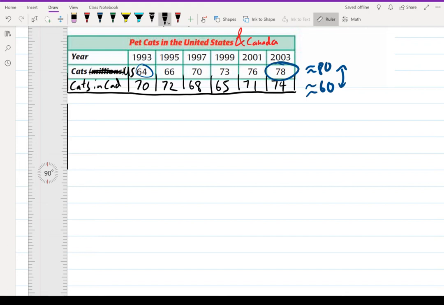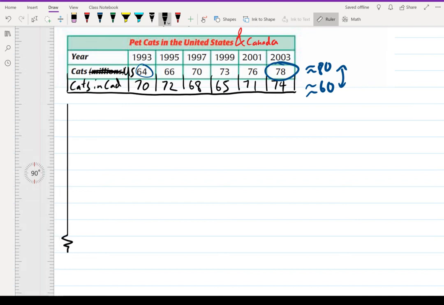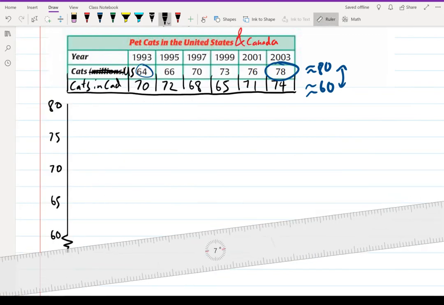It's nice and small. Maybe I can double it. Make it bigger. 1, 2, 3, 4. So this should be, and remember to do that thing. This will be 80, 75, 70, 65, and 60. Let me do my ruler horizontal.